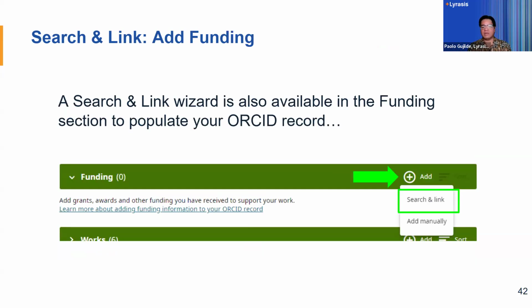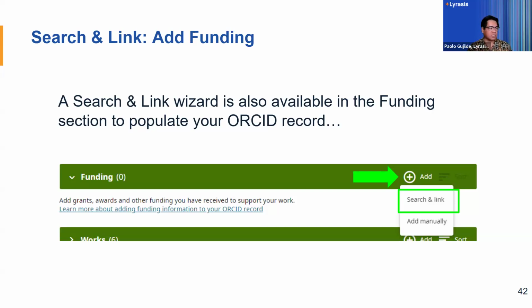All right. On the next slide, the search and link wizard is also available in the funding section of ORCID. So really you have two sections where the search and link wizard is available: one is in the work section and the other is in the funding section. It works pretty much similarly. When a researcher wants to add funding, one thing they could do is use the search and link wizard in the funding section.